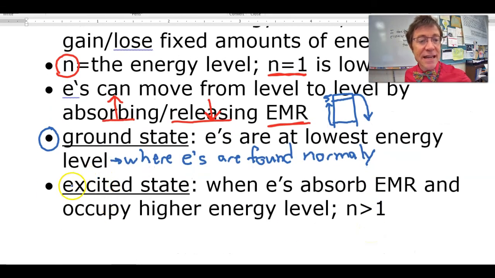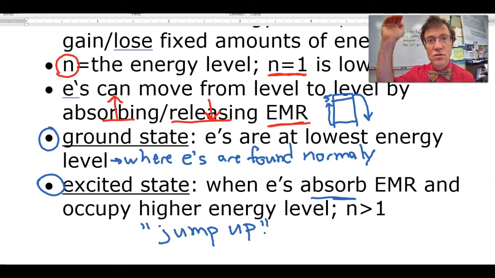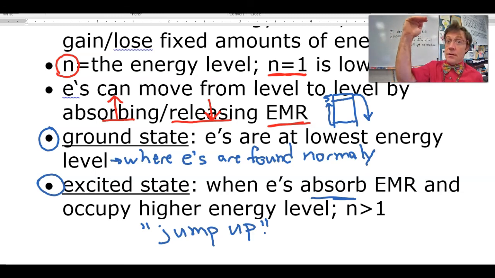This next thing is called the excited state. This is a state where electrons absorb energy and they occupy a higher level. They jump up. Right? It's like when you get into an elevator, that elevator puts potential energy into your body as you lift up. Light, when it hits an electron, that electron absorbs that light and jumps up a level.